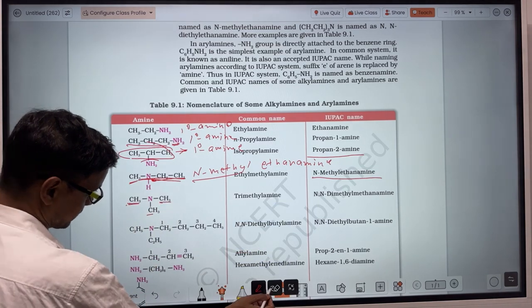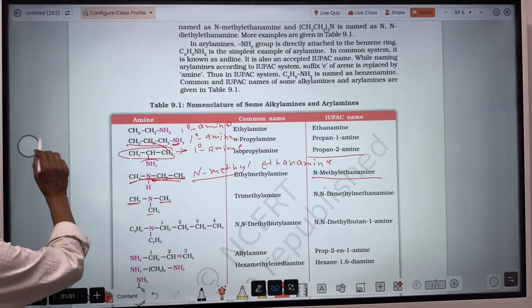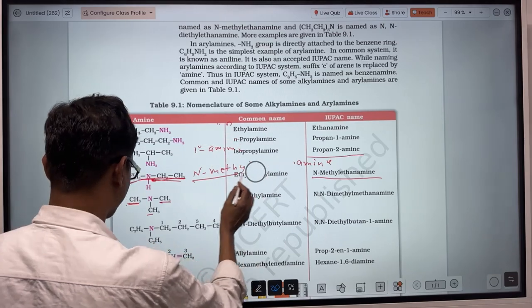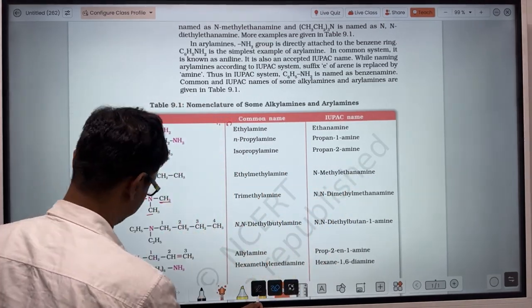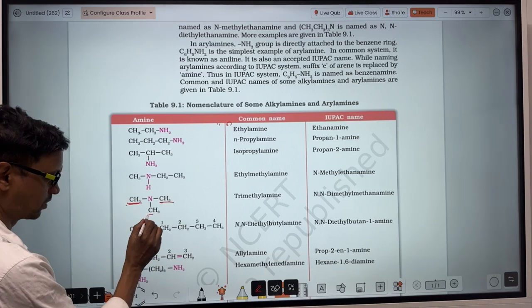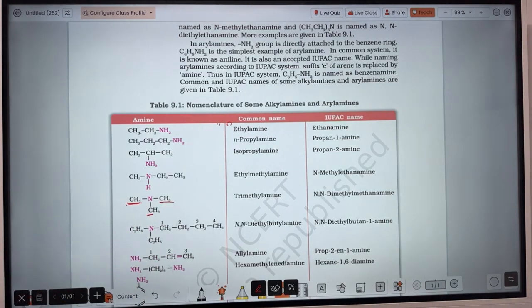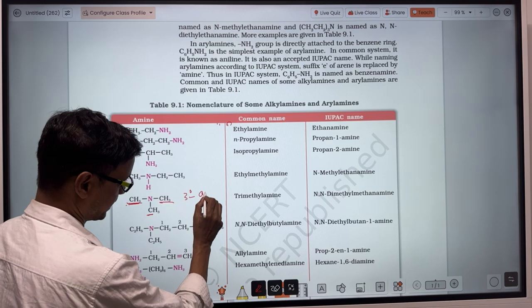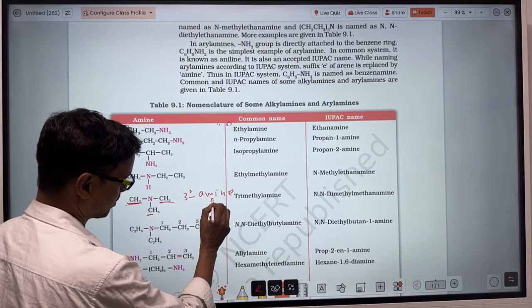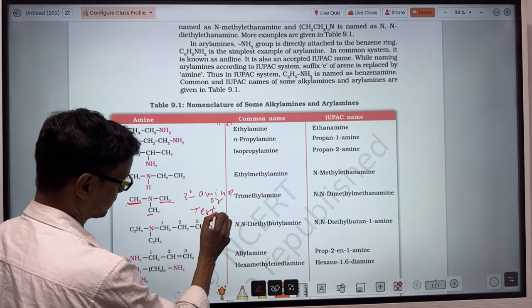Now in this compound, three alkyl groups are here. In this compound, the three alkyl groups are doing bond formation with a nitrogen atom. This alkyl group, this alkyl group, this alkyl group. Three alkyl groups are bonded to a nitrogen. So this amine will be classified as a 3 degree amine, or tertiary amine.